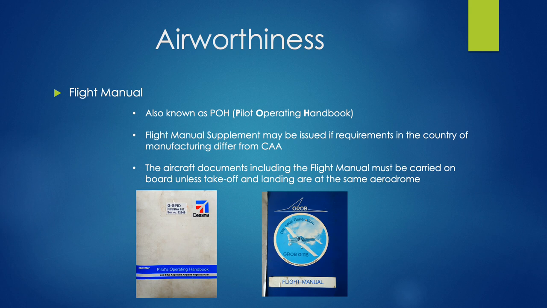The aircraft documents, including the flight manual, must be carried on board an aircraft. If we're flying to a different airfield, the only exception is if we're taking off and landing at the same aerodrome, we don't have to carry the pilot's operating handbook or these other documents with us in flight.